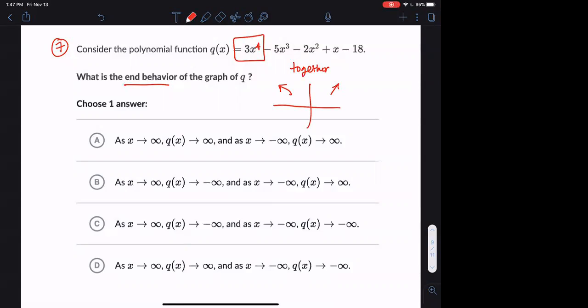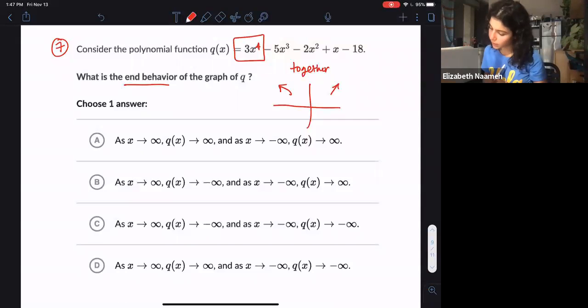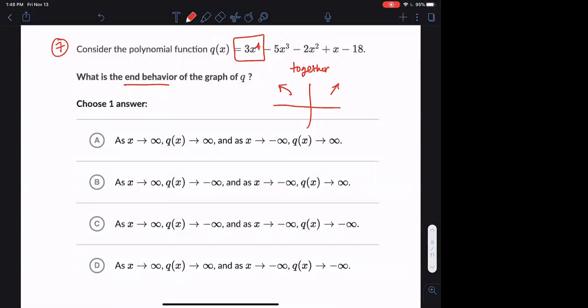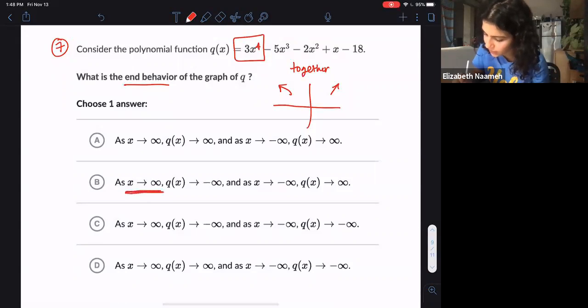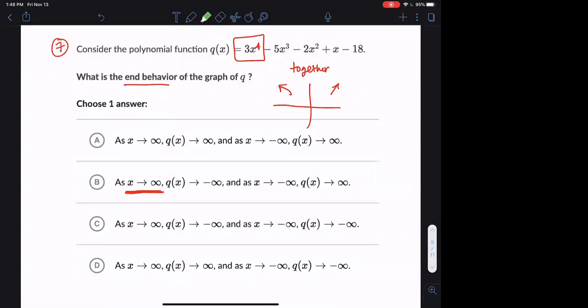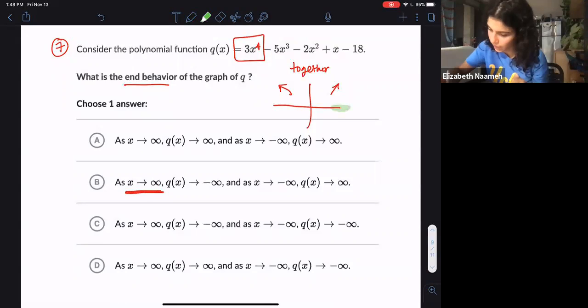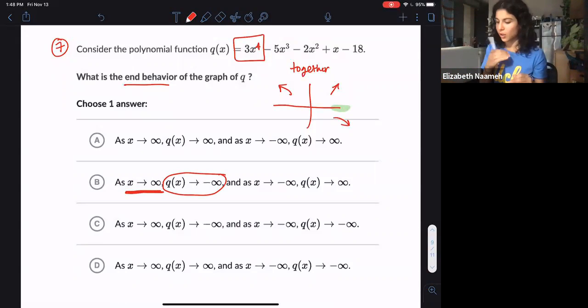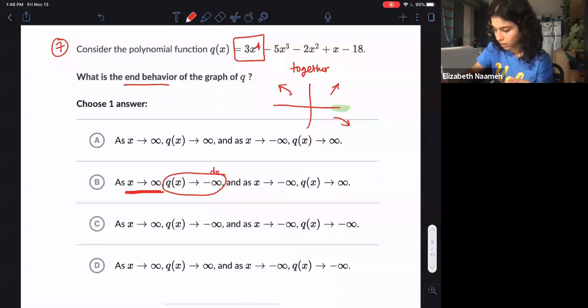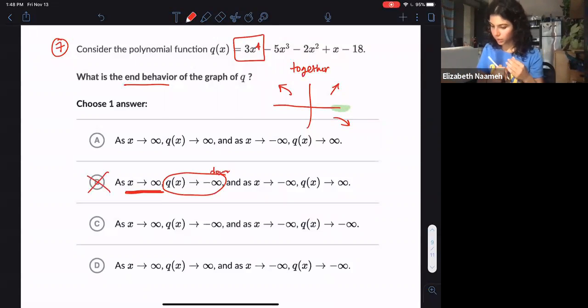Shouldn't it be B then? Sorry, what did you say? B, as in boy? Yeah. Okay, let's see. B says, as x approaches positive infinity, so you tell me, is that right or left? Right. Okay, that's on the right. So on the right side, it's saying q of x, which is our function, goes to negative infinity. That would be like this. It's saying as x goes right, we're going down. That's not right, so we're going to cross out B. Let's try again.